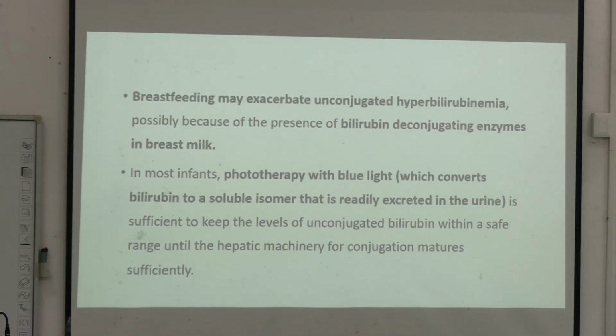Breastfeeding may exacerbate unconjugated hyperbilirubinemia, possibly because of the presence of bilirubin deconjugating enzymes in breast milk. In most infants, phototherapy with blue light, which converts bilirubin to a soluble isomer that is readily excreted in the urine, is sufficient to keep the levels of unconjugated bilirubin within a safe range until the hepatic machinery for conjugation matures sufficiently.